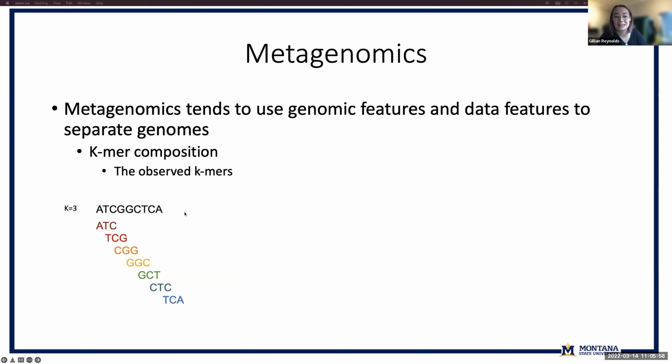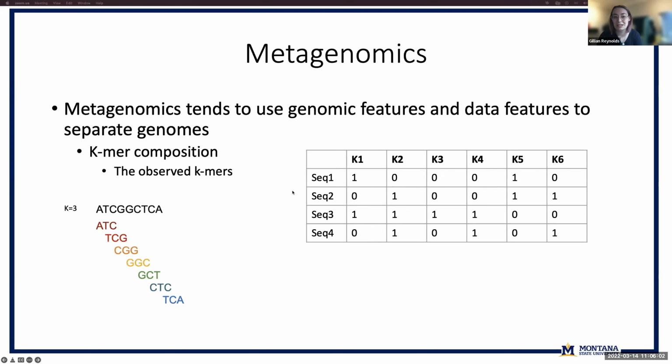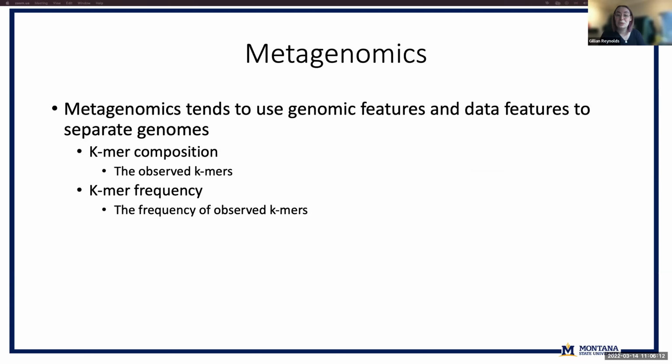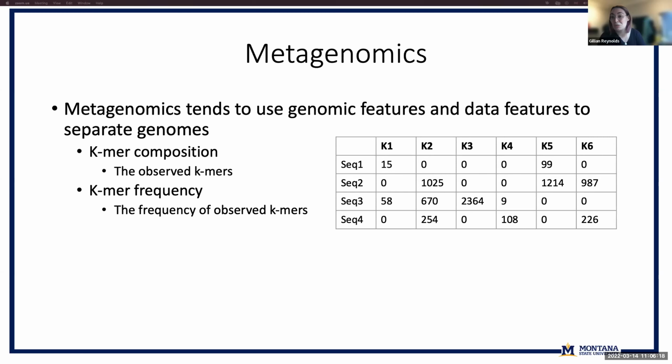What we tend to get when we do a k-mer composition survey is a matrix that includes the sequences that you've surveyed and the k-mers. If we're doing just composition, then it's a binary matrix with 1 equaling presence and 0 equaling absence. Now, with k-mer frequency, we can take that a little bit further and actually calculate the frequency of the observed k-mers. With this, we end up with a numeric matrix instead of binary.